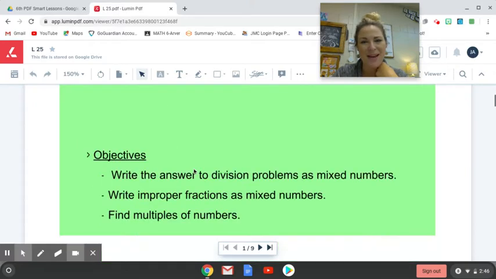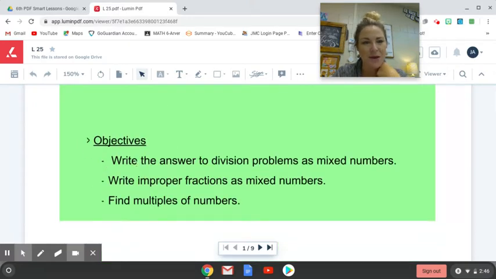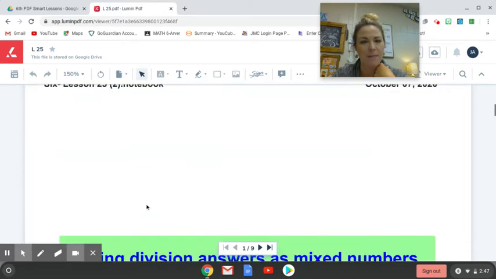So let's go ahead and take a look at our learning targets for today. Write the answer to a division problem, quotient, as a mixed number, writing improper fractions as mixed numbers, and then finding the multiples of numbers. This is a really important word as we move forward in our math this year, understanding multiples and really what those are and why we need to understand them to work with them.